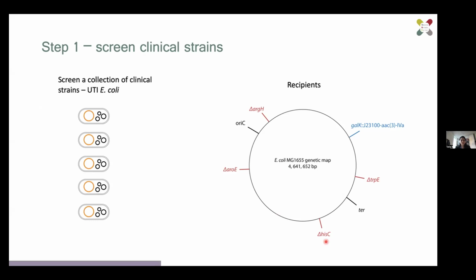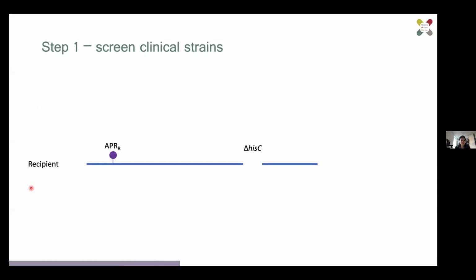And then what we did was mix these recipients with each of these clinical strains, and then we plated on special selective media to select for hybrids. And the way that works is the following. So we have a recipient. I said that we deleted one gene and we inserted a resistance cassette here. So this one cannot grow on a media that does not contain histidine in this case. This M9 is minimal media. So it's a media that does not contain any amino acids at all. So it won't be able to grow in this media. It will be able to grow in the presence of apramycin.